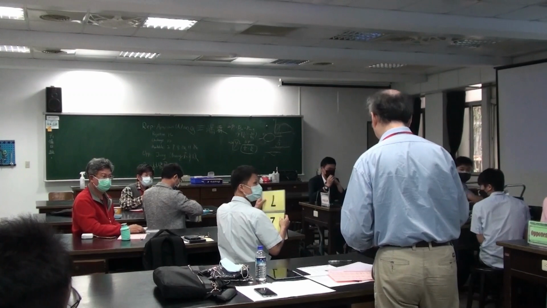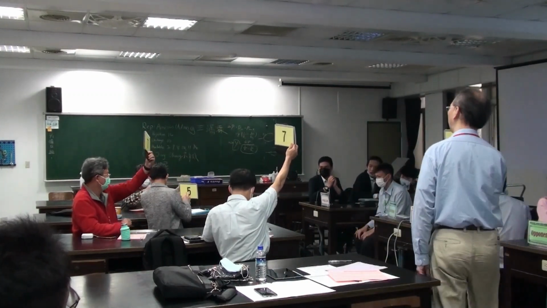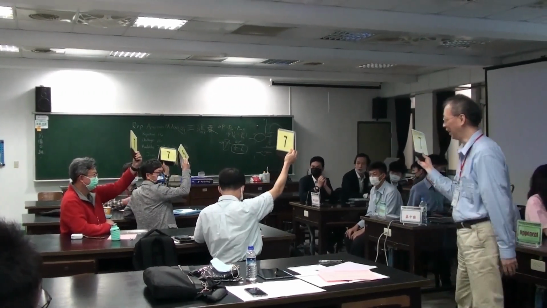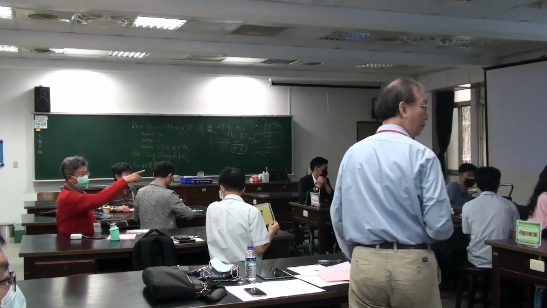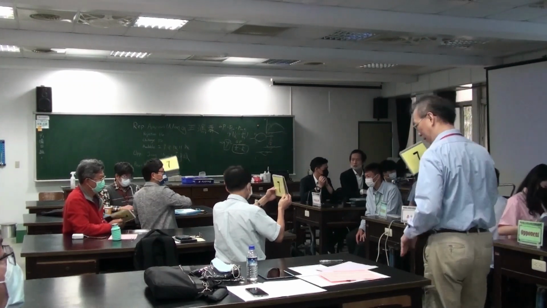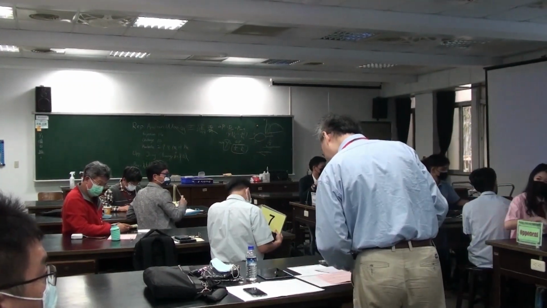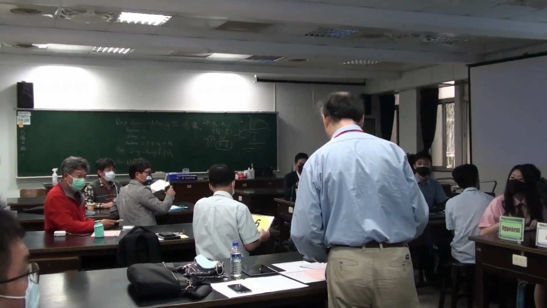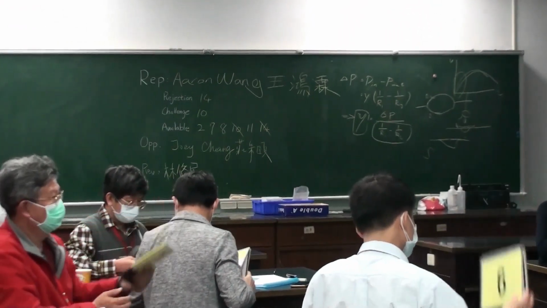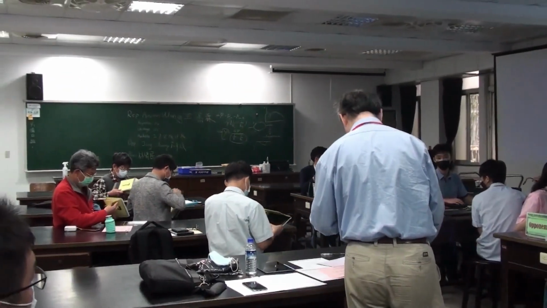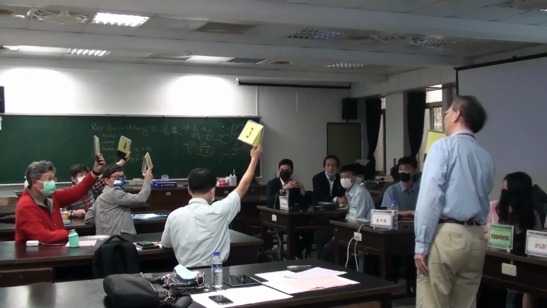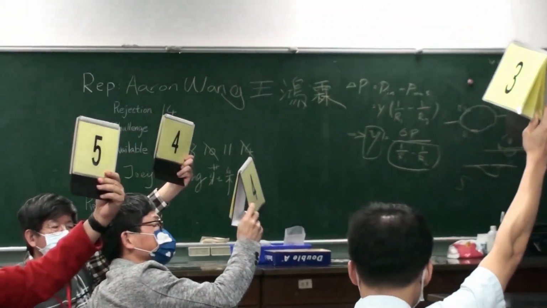For the reporter, 5756. Sorry, okay. The next one is 7757. And for the opponent, 76767. Okay. For the reviewer, 5653544.